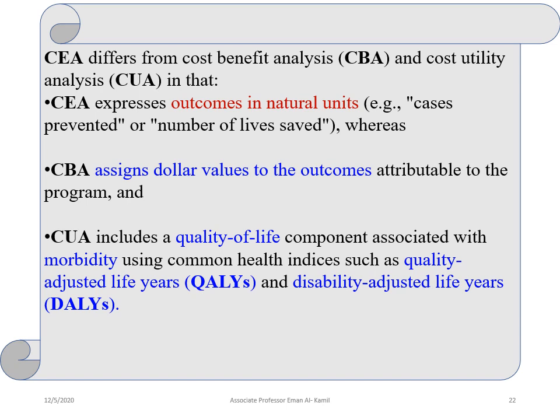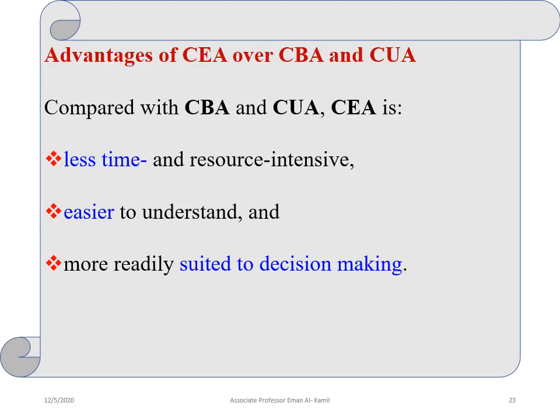What is the quality of life of this individual living with disability, for example? They take it into consideration, and how much the expense of living with the disability will be compared with the cost of the alternatives. So the advantage of cost effectiveness analysis over cost benefit analysis or cost utility analysis is that it is less time and resource intensive, easier to understand, and more readily suited for decision making. It is most likely to be used because it needs less time and it is easier.